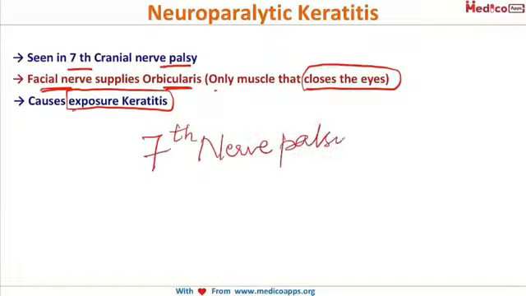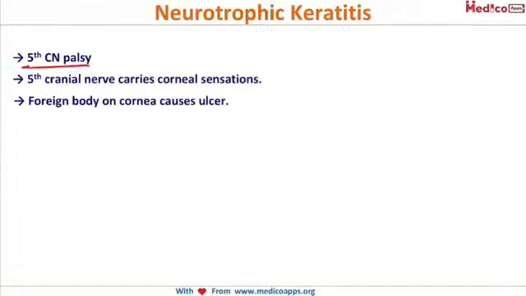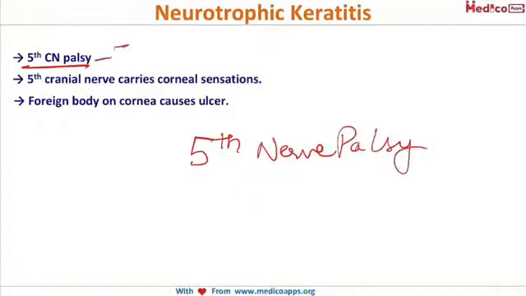Now another condition similar to this but much different is neurotrophic keratitis, and this is due to fifth cranial nerve palsy. It is called neurotrophic keratitis. That is the trigeminal nerve. Now these two can be confusing in your exam, so I would like to give you an easy way to remember. T is present in trigeminal nerve and neurotrophic as well. So trigeminal, trophic, both TR. So neurotrophic is due to trigeminal, that is fifth cranial nerve palsy.